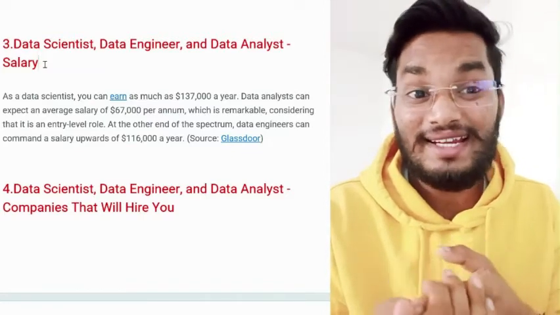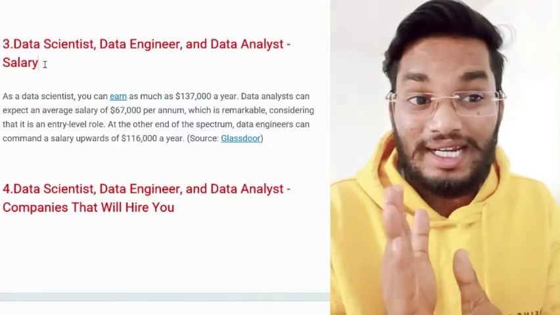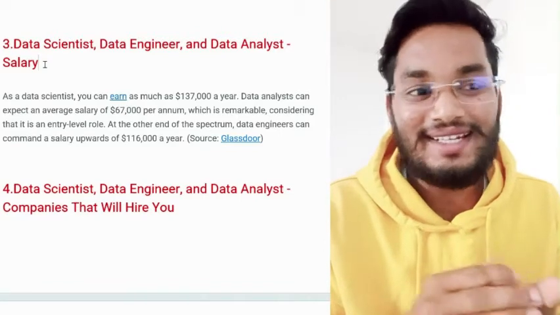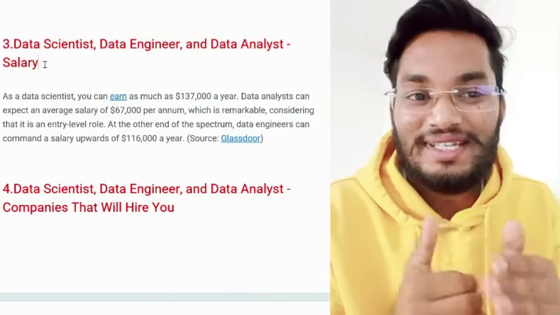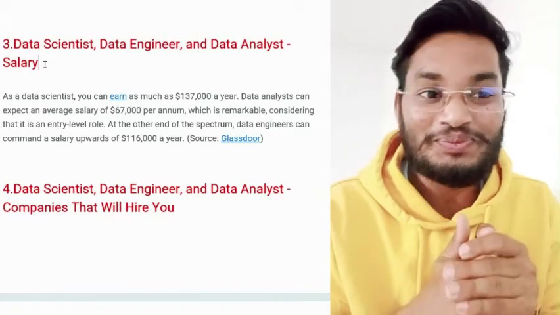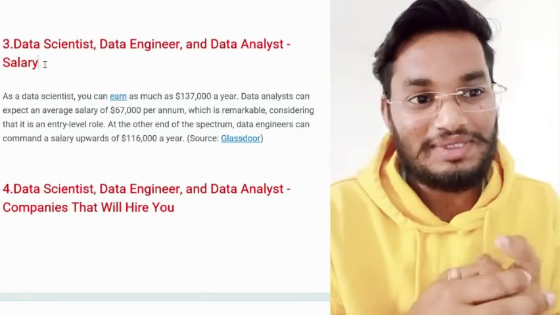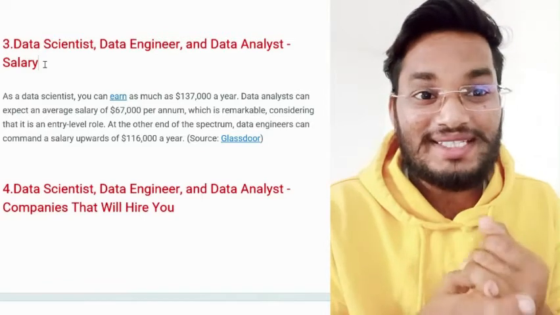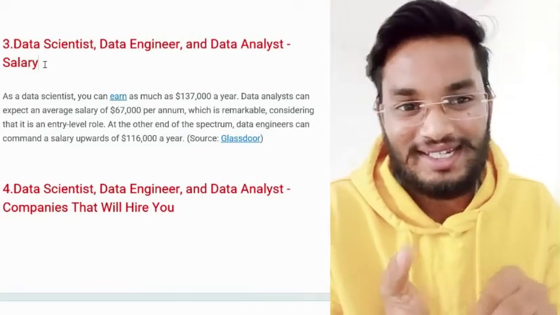Considering it is an entry level job, that is remarkable. And at the other end of the spectrum, data engineers can command a salary of upwards of $116,000 a year. This is sourced from Glassdoor. So that is the salary of a data engineer, data scientist, and data analyst.